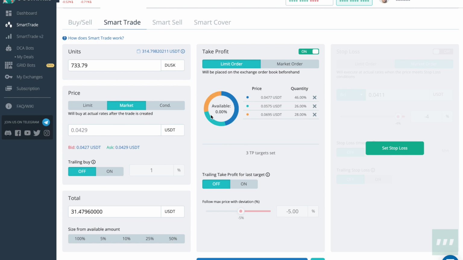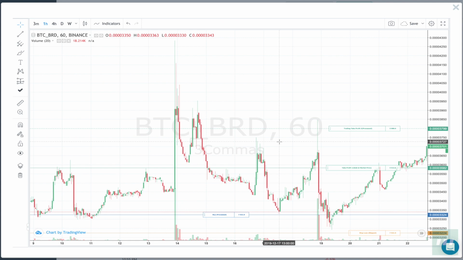Now I've placed all of these orders as limit orders. I can also set them as market orders if I so wish to. I can enable trailing take profit for my last target and choose a deviation percentage that will work for me. I can also use trailing take profit with limit orders, meaning the last sell at the highest price will use trailing take profit. Let's take a look at a chart that I did trade and I used split targets on.